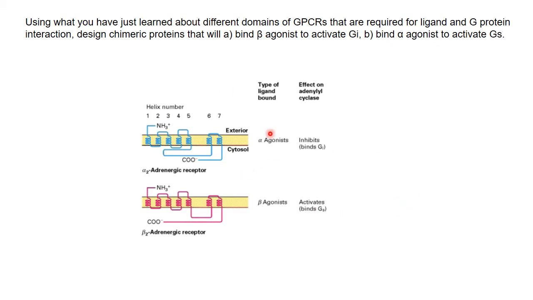But I would like you to design a chimeric protein that will bind beta agonist but activate Gi, or bind alpha agonist and activate Gs. So where would you cut? What tools would you use to make these proteins?